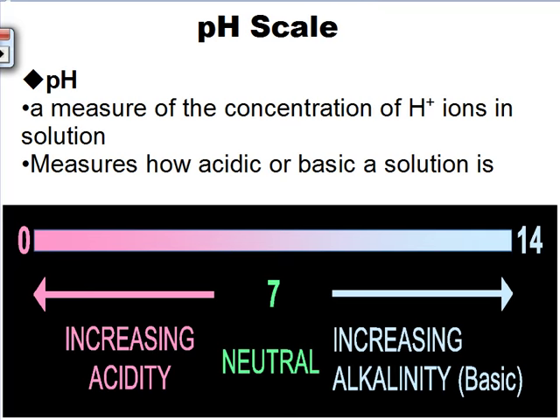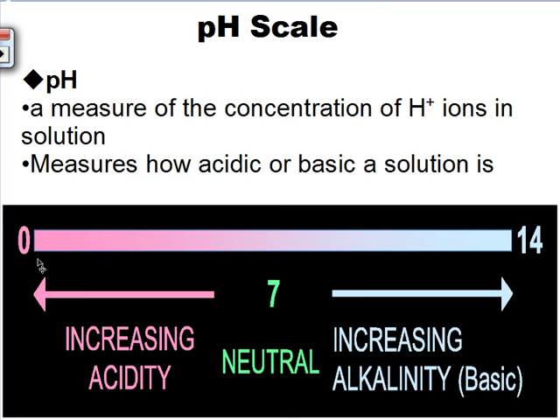When we measure how acidic or basic a solution is, we use something called a pH scale. When you write pH scale, it really is a lowercase p and a capital H. The pH scale is a measure of the concentration of hydrogen ions in a solution. The capital H in pH actually stands for the hydrogen ion. This scale measures how acidic or basic a solution is.